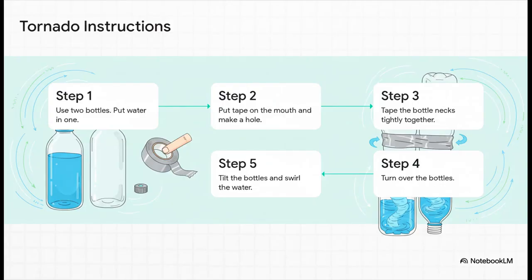Now let's look closely at these instructions. What do you see? Put tape on, tape tightly, turn over. Huh, sound familiar? The phrasal verbs and adverbs from the start of the lesson, they are all right here. But this time, they're not just examples on a chart. They are critical commands. If you don't understand what turn over means, your experiment is going to, literally fail.